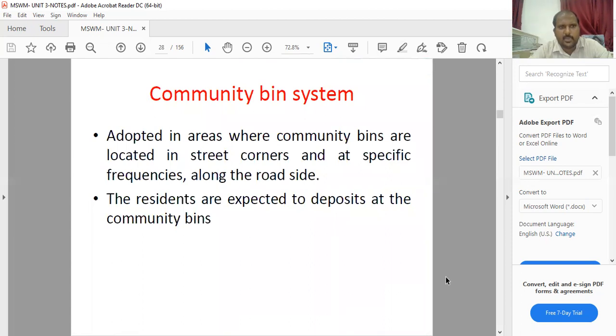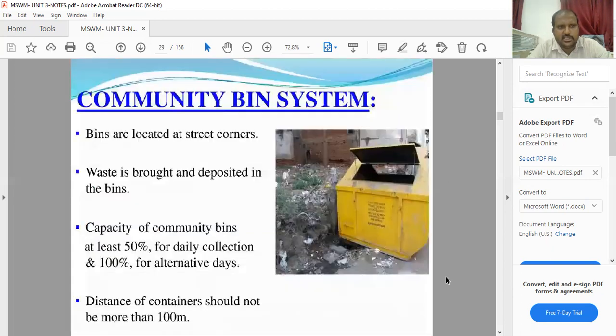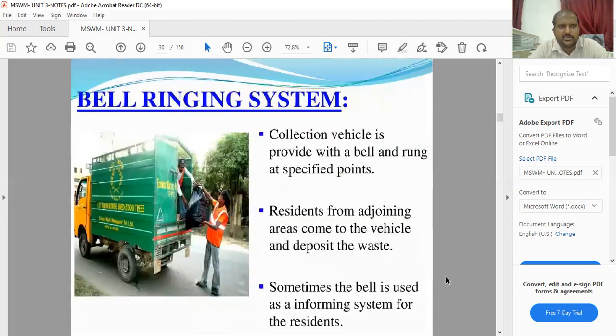Community bin system is adopted in areas where community bins are located at street corners and at specific frequencies along the roadside. The residents are expected to deposit waste at the community bins. Waste is brought and deposited in the bins. The capacity of community bins should be at least 50% for daily collection and 100% for alternate days. The distance to containers should not be more than 100 meters.